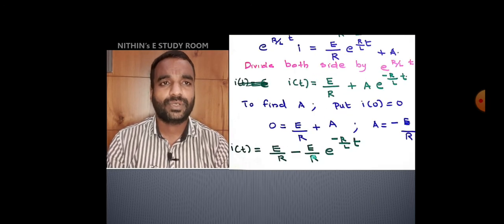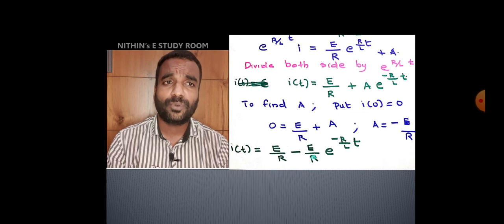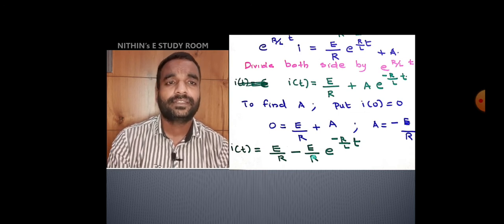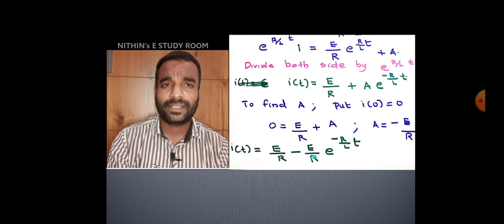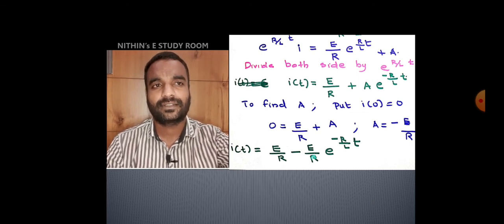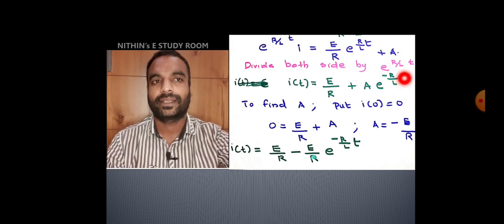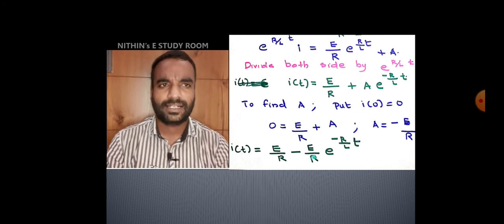This is the case, e raised to R by L t into I is equal to E by R e raised to R by L t plus A. Now, for simplifying it, divide both sides by e raised to R by L t. Then you will get I. I is nothing but a function of time. I of t is equal to E by R, because this term will get cancelled. So, I of t is equal to E by R plus A into, you are dividing by e raised to R by L t, so it will become e raised to minus R by L t. This is the final current equation.